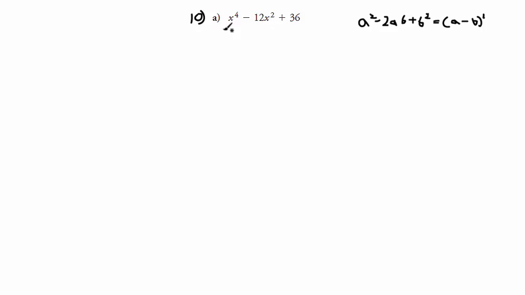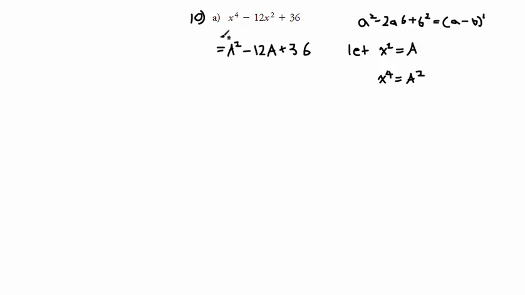So how do we change this into this form right here? Well, we want the term in the middle to be just one variable, like a degree 1 variable. So how do we do that? What happens when we let x squared equal a? That means that when you square both sides, x to the power of 4 equals a squared, right? So what happens when we substitute this in here? We get a squared minus 12a plus 36.